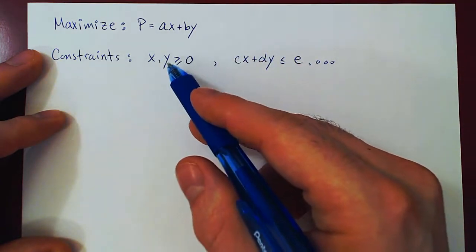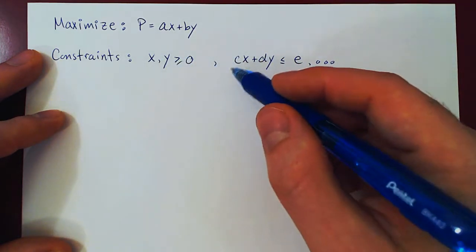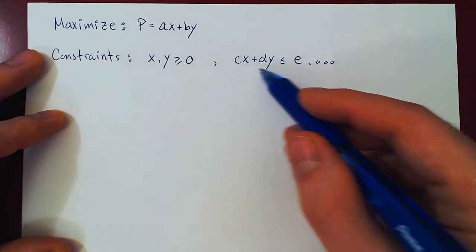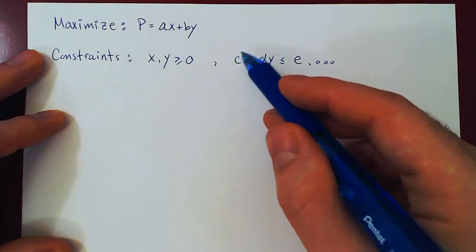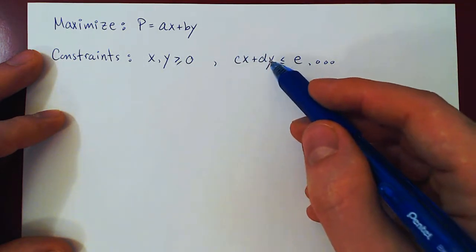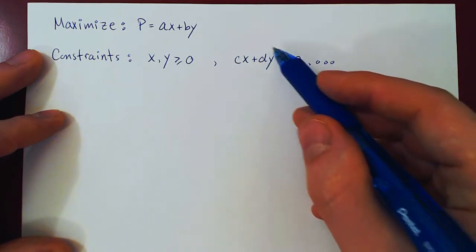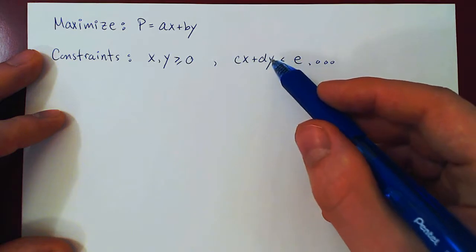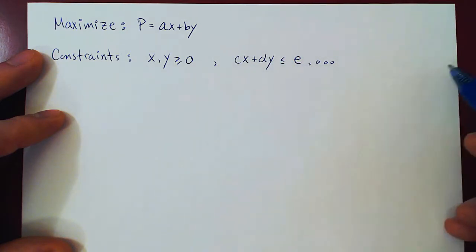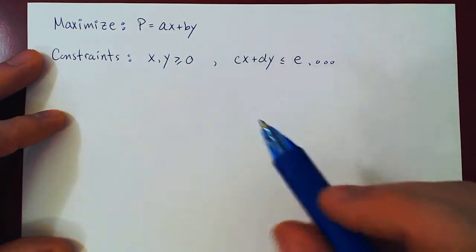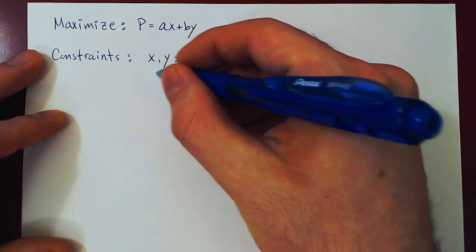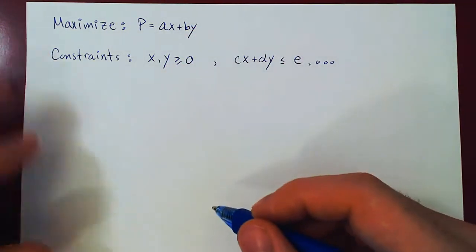Both x and y must be non-negative, and we may have additional constraints of this type. So cx, some multiple of x plus some multiple of y, is at most a given constant. We may have one such condition, we may have 2, 3, 4, or any number of them, but what will always be true is that x and y must be non-negative.